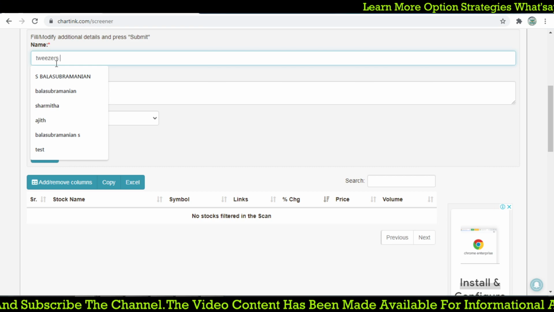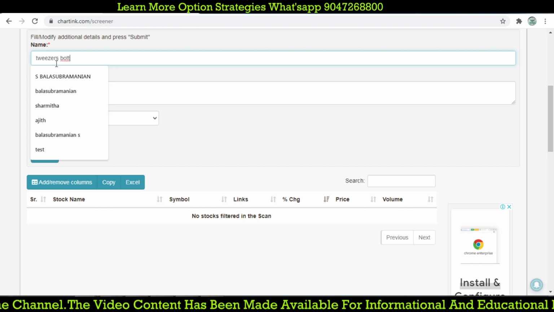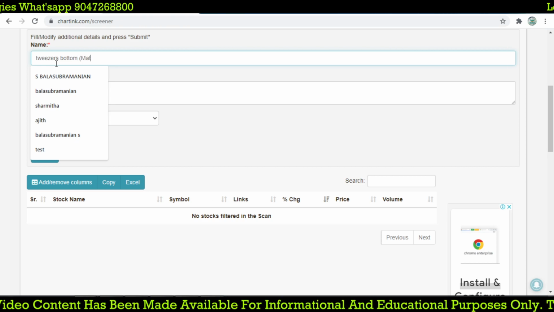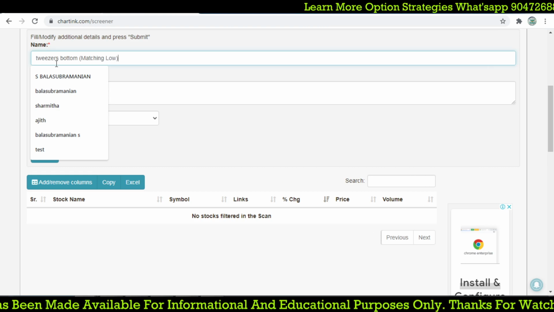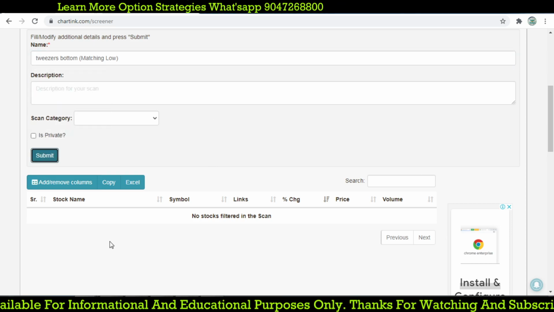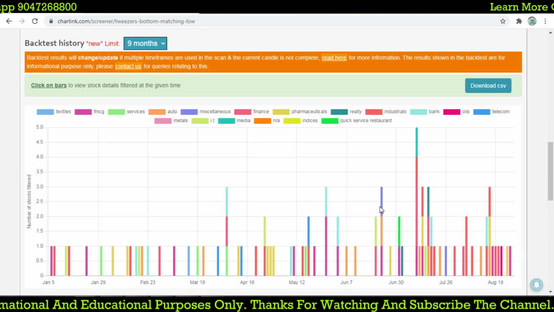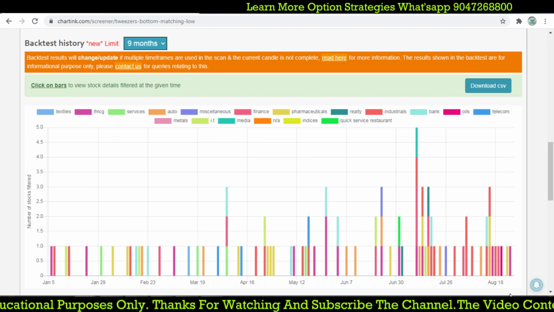There's bottom. Or matching low. Matching low, right? Submit it. And if anyone forms it, we find out a lot of stocks which form this kind of pattern. So let's check it out.